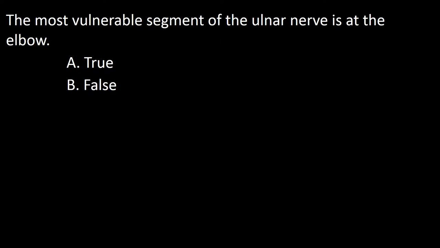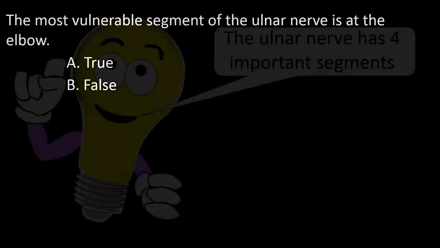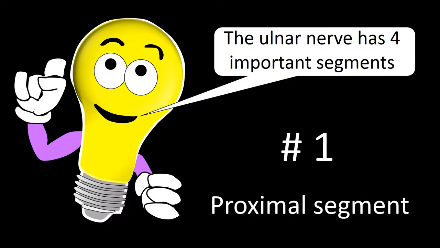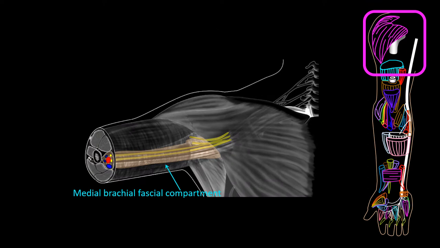Next question. The most vulnerable segment of the ulnar nerve is at the elbow. A true, B false. The ulnar nerve can be divided in 4 segments. Here, I will just mention them, and later, in the course of answering other questions, we will hear more about them. The first segment is called the proximal segment. The proximal segment consists of the shoulder and proximal arm. In this segment, the ulnar nerve travels in the medial brachial fascial compartment.